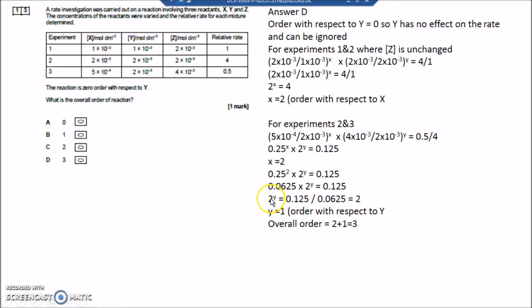If it was 0, then 2 to the power 0 would be 1. It's not that. If it were a 2, 2 to the power 2 would be 4. 2 to the power 1 is itself, so it's a 1. Order with respect to y is 1. So we've got order with respect to x is 2. Order with respect to y is 0. We're told that in the question. Order with respect to z, that should say, is 1. And 2 add 1 is 3. So your answer is D.